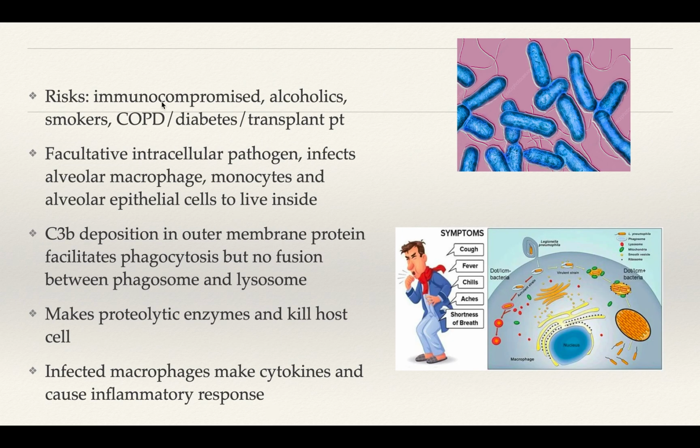So the risk, of course, is patients with lung diseases and immunocompromised patients. It's a facultative intracellular pathogen, so it's going to infect the alveolar macrophages, monocytes, and the alveolar epithelial cells and live inside of them for a while. C3b is going to be deposited on the outer membrane protein, and it facilitates phagocytosis but no fusion, so there's no killing. Once it's done replicating and making its own enzymes, it's going to lyse and kill the host cell. And those infected host cells, before they lyse, are going to send out a bunch of cytokines to warn all the other cells and cause a pretty significant inflammatory response.